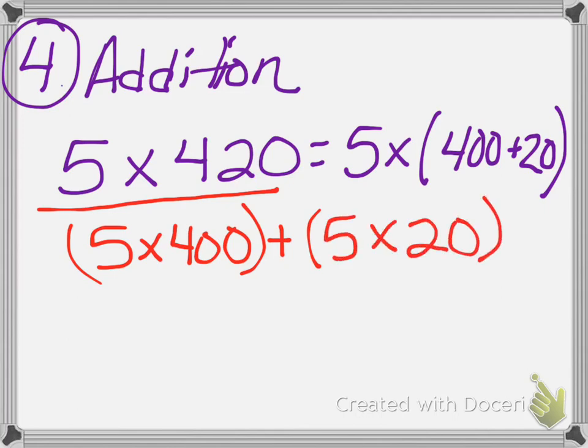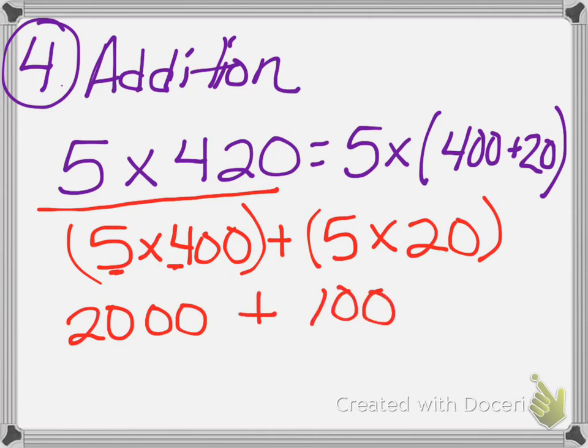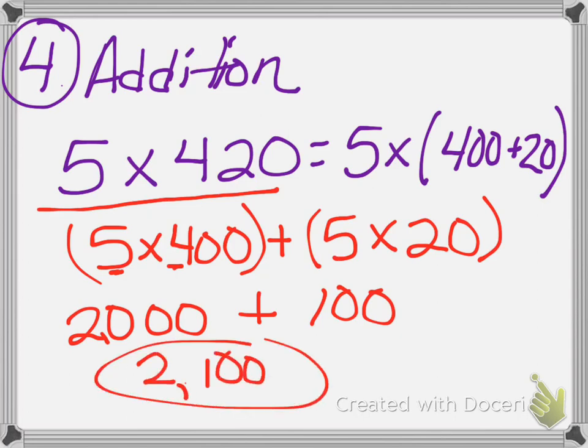So 5 times 4, if that's what they need to look at first, is 20, and then you have 2 zeros. And over here, 5 times 20 is 100. And then you put them together and get 2,100.